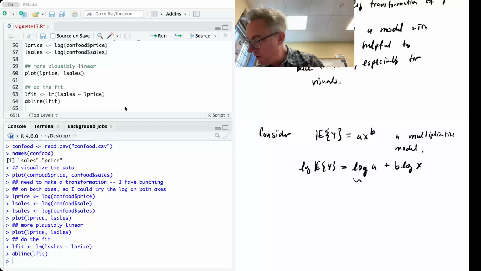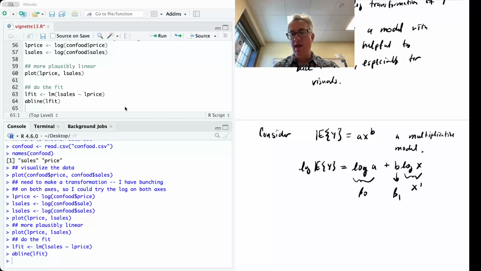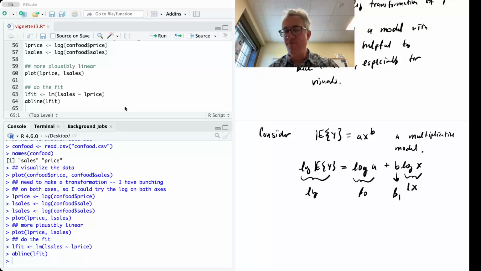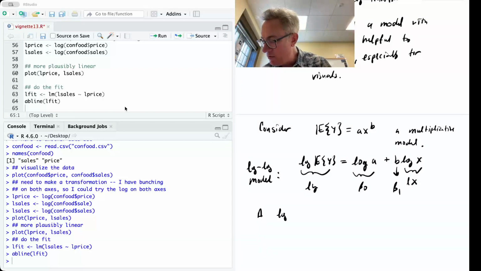right? And if I call this an intercept, and I call this b a slope, and then this is my new x, so I've got a new y, this is my ly and my lx, then when I fit this log-log model back on the original space, I'm really fitting a nonlinear multiplicative model.